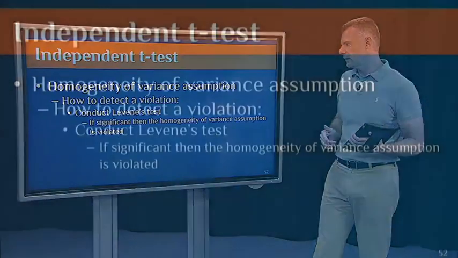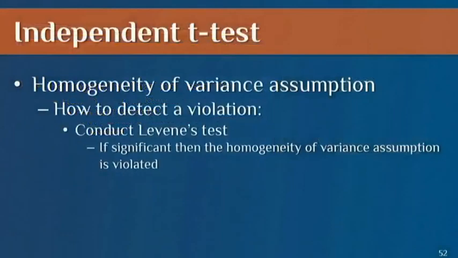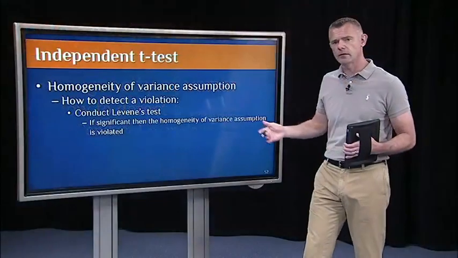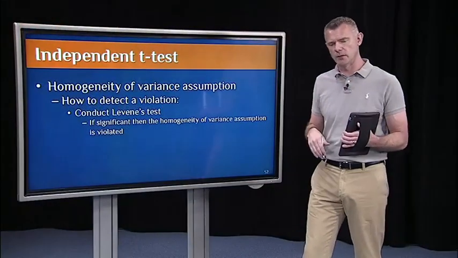So how do we test it? How do we detect whether we violated this assumption? We can just conduct what's called Levene's test. And Levene's test is essentially like a t-test, but instead of comparing means, it's comparing variances. So if it's significant, then you've violated the homogeneity of variance assumption.